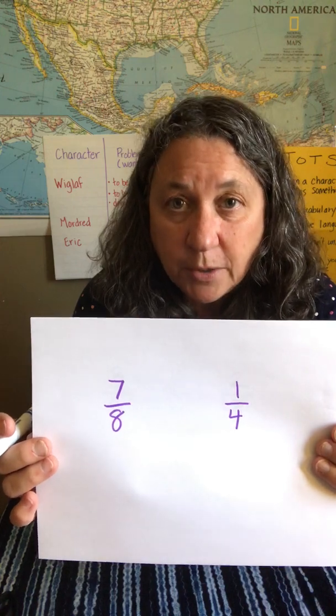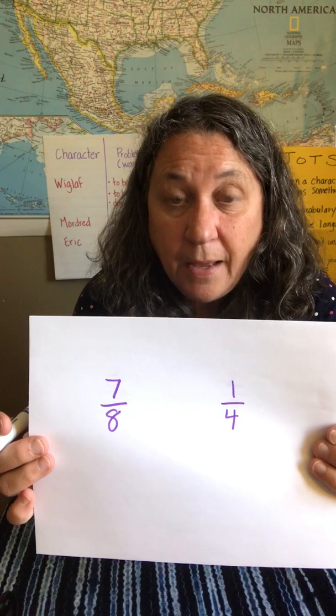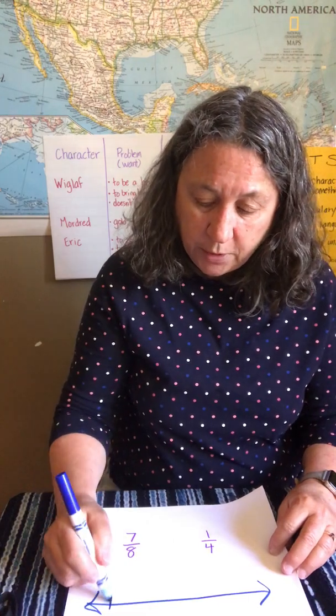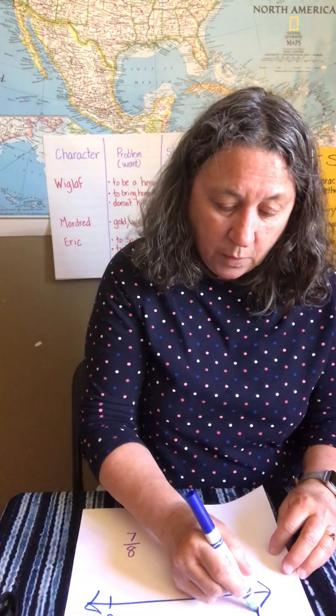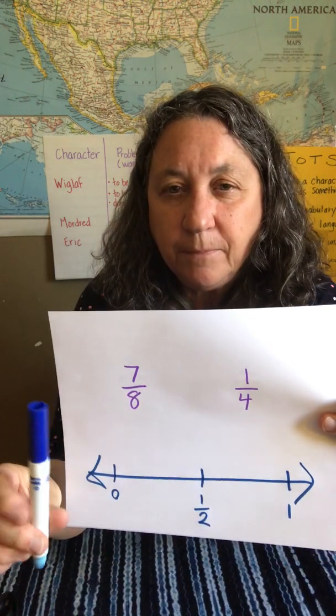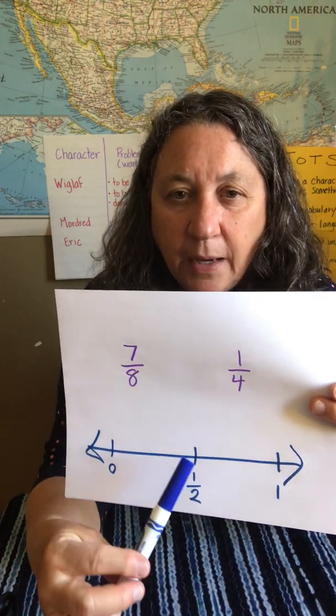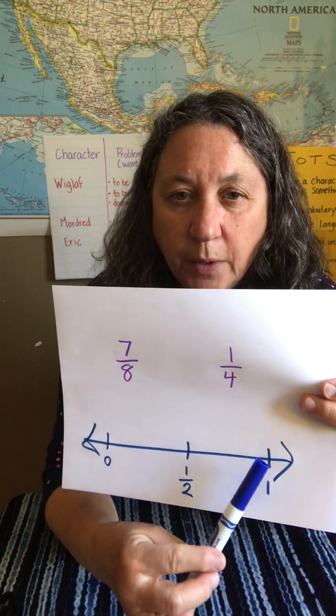Well, we could draw pictures. We could draw number lines. Yep. And I like to do the number line one. So I'm going to put 0, 1, and 1/2. For me, this is a really good way to compare the fractions because I can say, is 7/8 nearer to 0? Is it equal to 1/2? Or is it nearer to 1 whole?